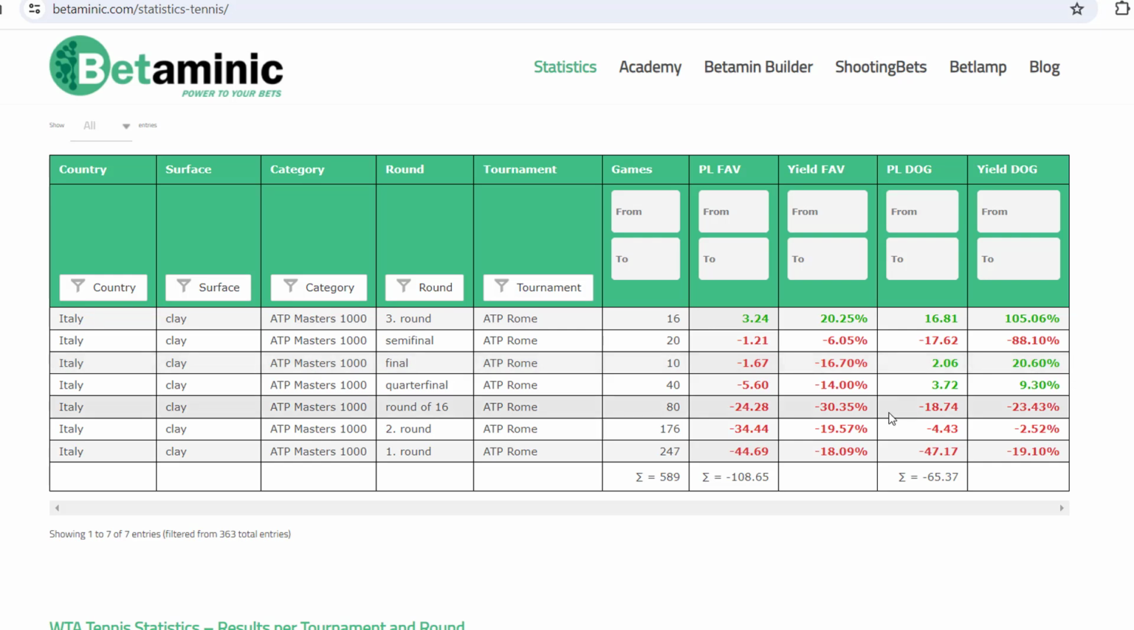What are these odds exactly? Well, the odds here are set up the same way that the football Betaminic builder is. The opening Pinnacle odds are used to designate whether a player is the favorite or the underdog. And then the closing Pinnacle odds are used to calculate the profit and loss here. The reason for that is when you're choosing who's the favorite and the dog, you don't know the final odds until the tennis game starts. So Betaminic uses the opening odds to designate whether it's the favorite or the dog, but it uses the closing odds to calculate the profit.